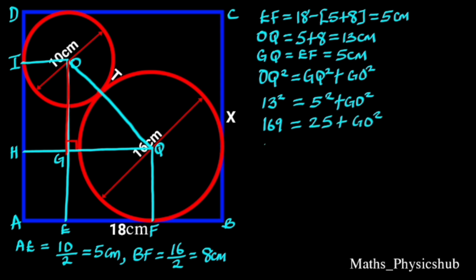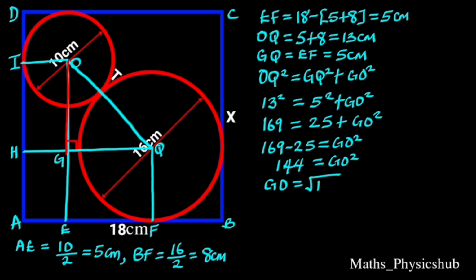To find GO, we take 25 to the right side, and 25 going to the right will become negative. It follows that 169 minus 25 equals GO squared. 169 minus 25 is equal to 144, so 144 equals GO squared. Taking the square root of both sides will give us GO equals square root of 144, which is 12 centimeters.